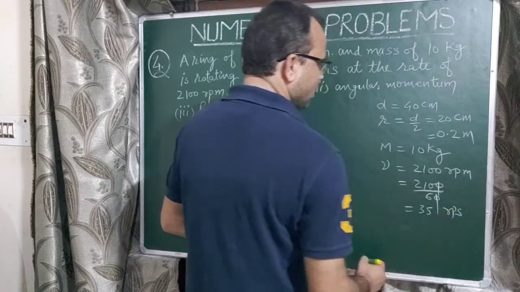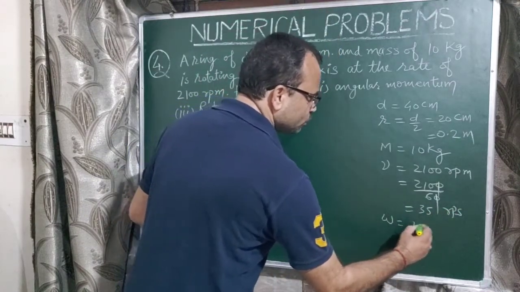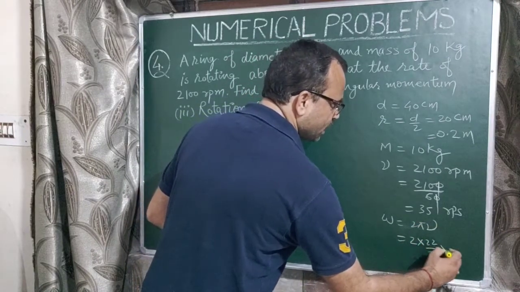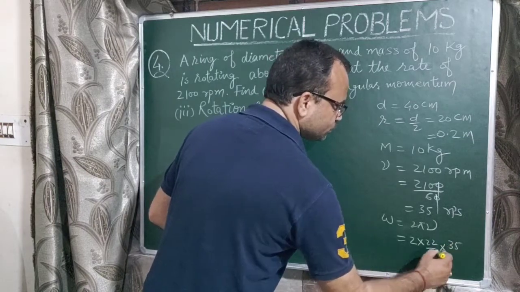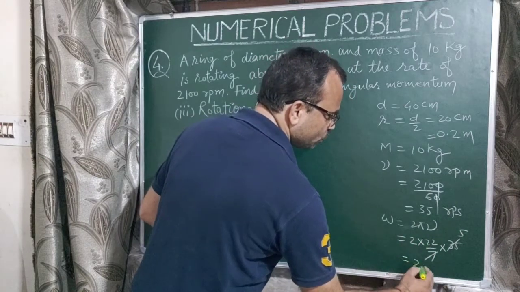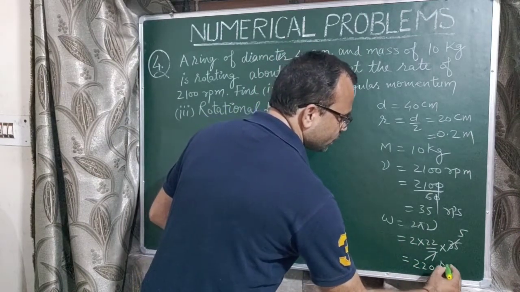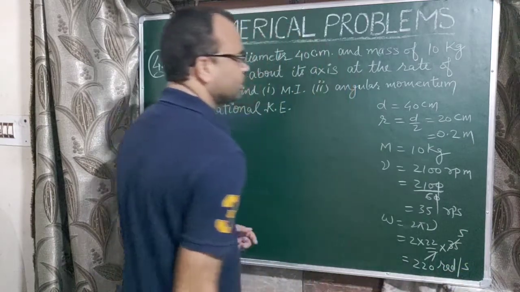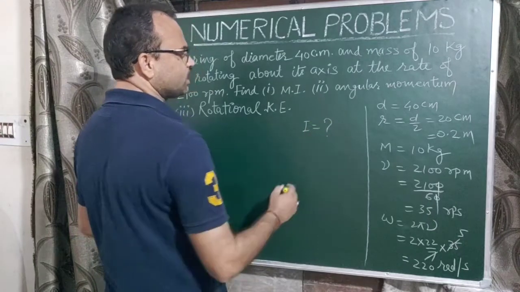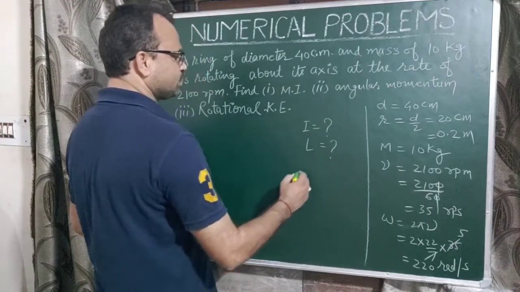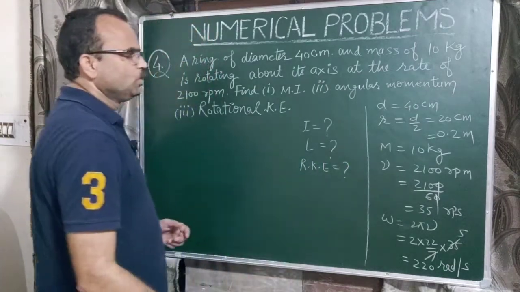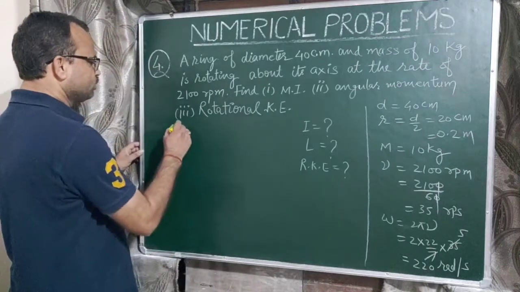rps. After that, omega equals 2 pi nu. So the value of pi is 22 by 7 and the value of nu is 35. So 7 5s are 35, 5 twos are 10, into 22, means 220 radian per second. Okay, and we have to find I equal to question mark, L equal to question mark, and rotational kinetic energy also question mark. So let us find the first part of this question.